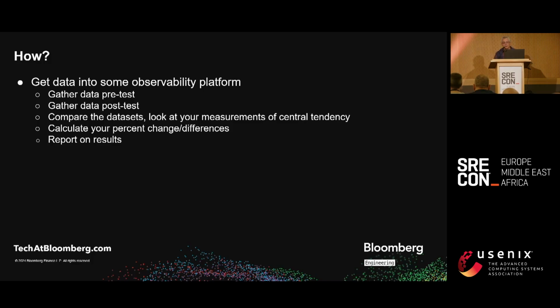Now, how? I was just talking about getting everything into an observability platform. So always have a pre-test, compare it to your post-test, and then compare all the data sets over time. We don't need crazy statistics, just measures of central tendency. What was the average last time? What is it now? What's the difference? Those kinds of things, just to get those percentage changes and have some reporting on the results.